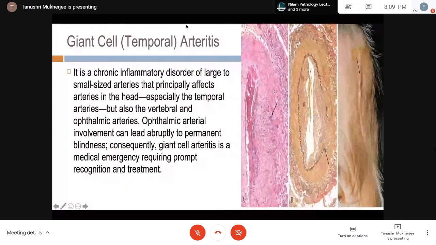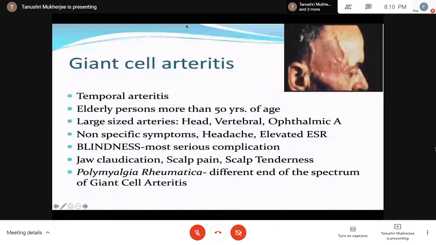So giant cell or temporal arteritis is a chronic inflammatory disorder of large to small sized arteries that principally affects arteries in the head, especially the temporal arteries, but also the vertebral and ophthalmic arteries. Ophthalmic arterial involvement can lead abruptly to permanent blindness. So it is a medical emergency requiring prompt recognition and treatment. Elderly persons more than 50 years of age are affected. Symptoms are non-specific: headache, elevated ESR. Blindness is the most serious complication, and there can be jaw claudication, scalp pain, scalp tenderness. Polymyalgia rheumatica is a different end of the spectrum of giant cell arteritis.